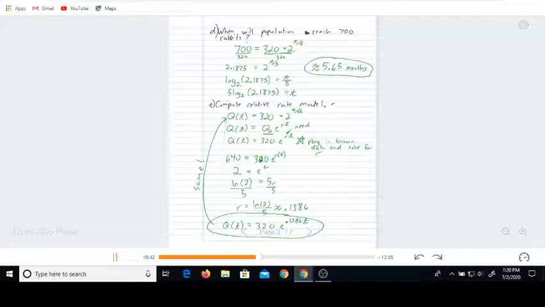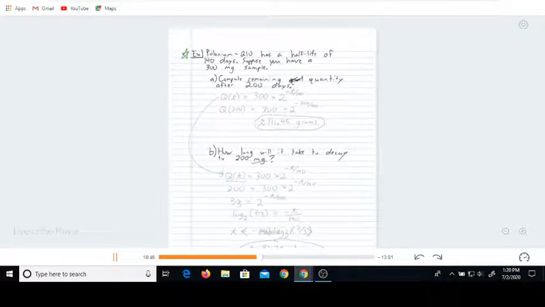Let's look at a radioactive isotope, a half-life example. So this is something you can expect to see in a chemistry class or a chemistry type problem. Polonium-210 is a radioactive isotope that has a half-life of 140 days. Suppose you got a 300 milligram sample. Compute the remaining quantity after 200 days.